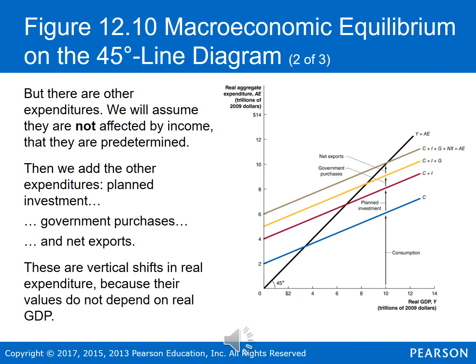So to this consumption function, we're going to add the other expenditures. We'll add planned investment, which gives us the red line, C plus I. Then we'll add government purchases, which gives us the yellow line, C plus I plus G. And then finally, we'll add net exports, which will give us the light gray line, which is C plus I plus G plus NX. These are going to be vertical shifts in the expenditure because their values don't depend on real GDP. So they're not going to have a slope like we saw with the consumption function.